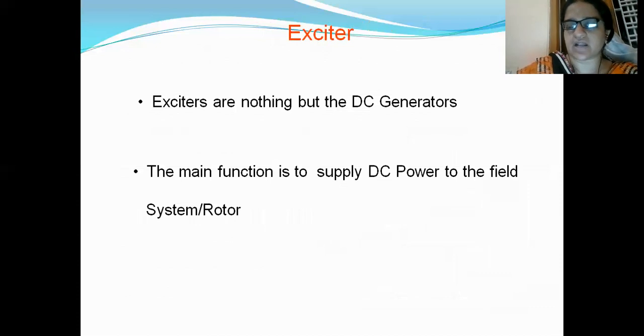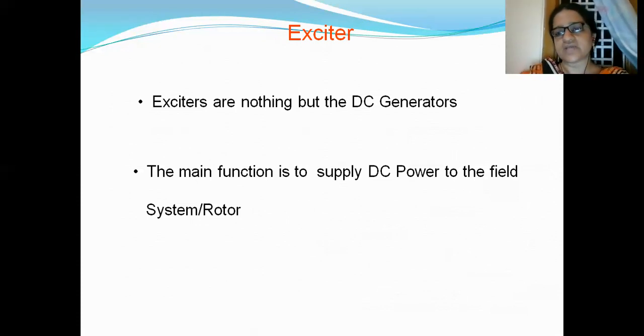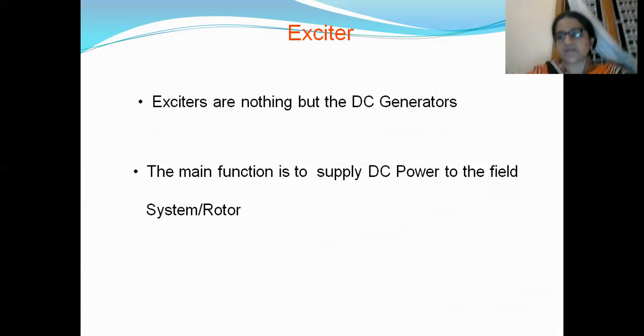Exciters. Exciters are nothing but DC generators. I think in the last video I told one or two lines regarding exciters. Why we need an exciter is, the turbine which you are coupling to the rotor will rotate the rotor, but the rotor should be given some DC supply. Exciters are just DC generators, which convert mechanical energy into electrical energy. DC excitation should be given to the rotor of the alternator.